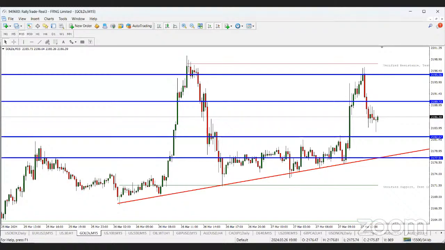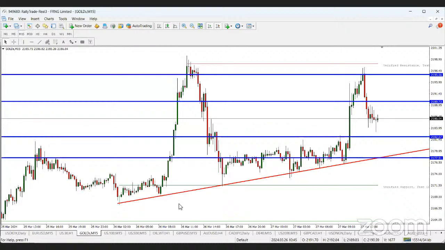So yes, that's it. Those are the entries we're looking at: 2189 or 2190 to 2195. That's my buy, right? I could buy from 2190 to 2195, then I could sell from 2182 to 2177. So let's move on from there.